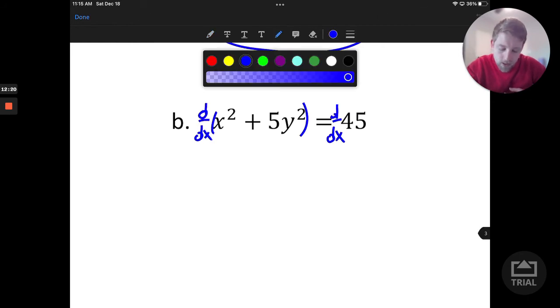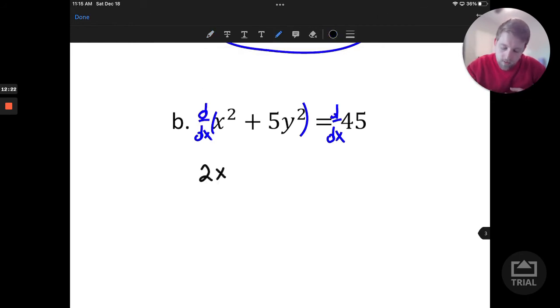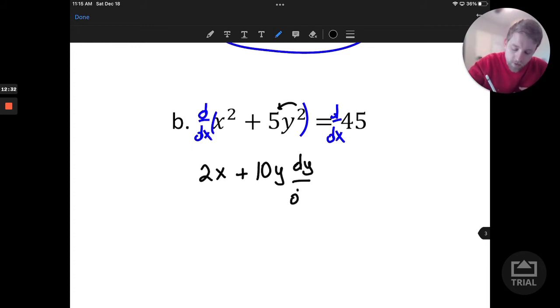So this would become just 2x plus, we'll have 2 brought down is going to give us a 10y, and then we do want a dy dx term here, derivative of the y function with respect to x. And then on the right side of this equation, again, we have a constant 45, which is going to be a 0 when I take its derivative.